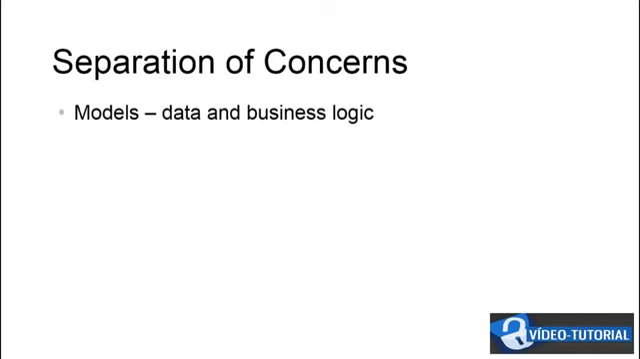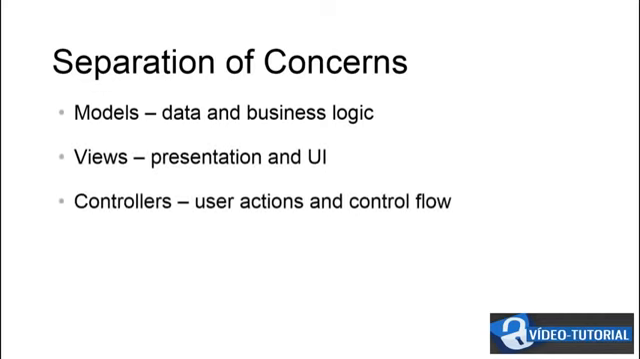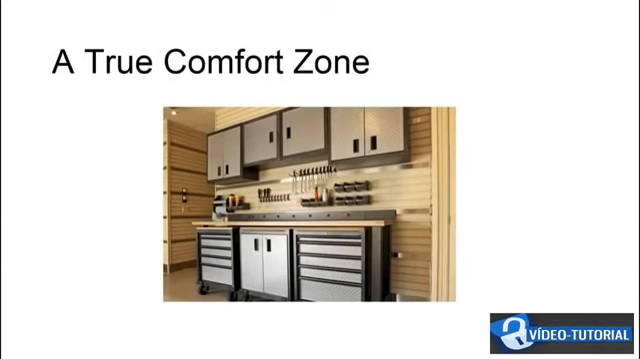MVC helps us manage complexity through a principle known as separation of concerns. The main concerns are the three letters of MVC: models, the classes that deal with data and encapsulate our business logic; views, the presentation and UI components; and controllers, classes that handle user interaction and manage control flow in your application.